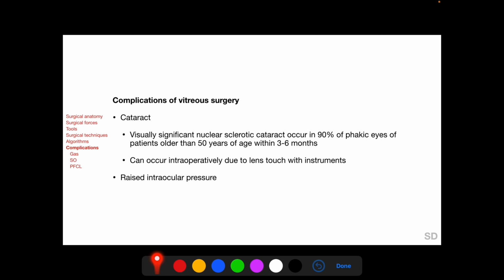Complications of vitreous surgery include cataract, with nuclear sclerotic cataract occurring in a high proportion of patients older than 50 years of age within 3 to 6 months of vitreous surgery, and cataract can also occur intraoperatively due to lens touch with instruments, and raised intraocular pressure.